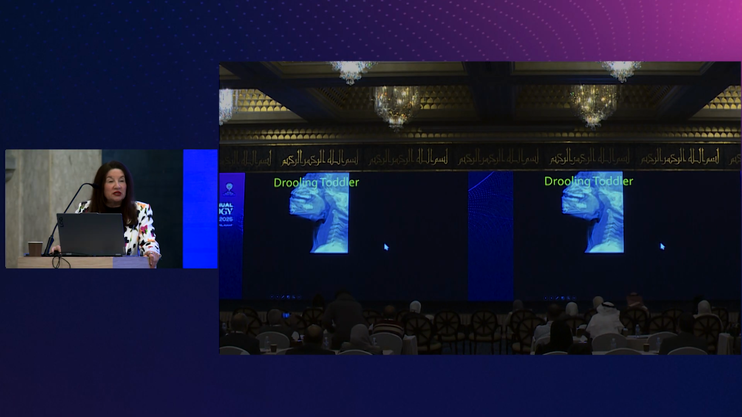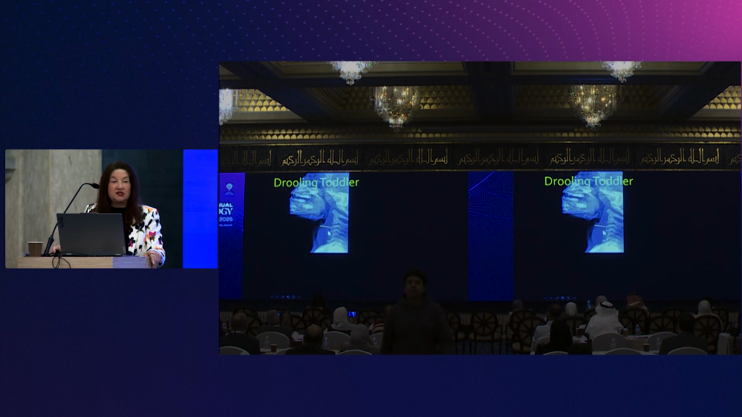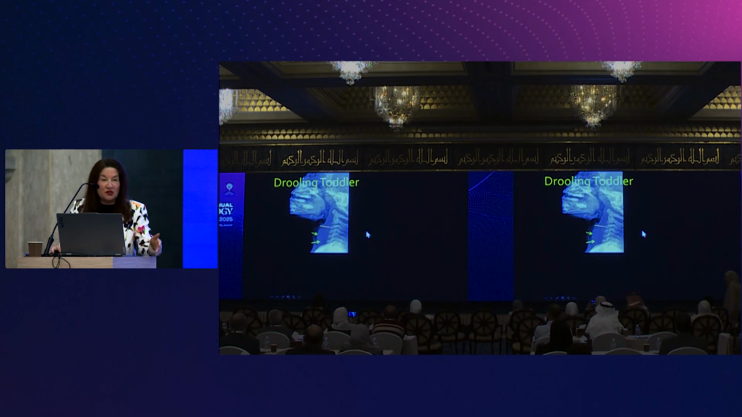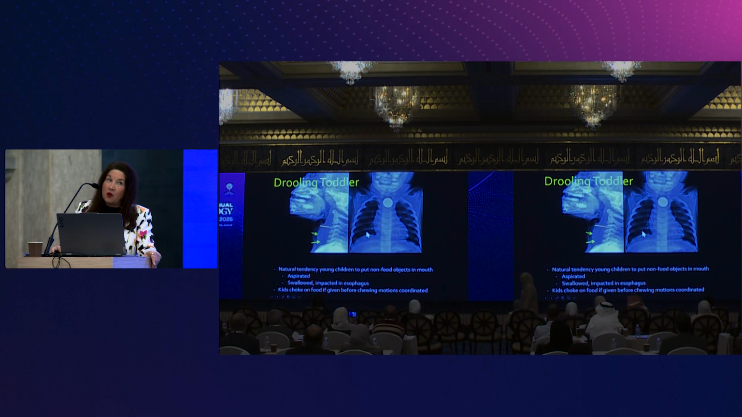Now this is a drooling toddler, and on this radiograph you see marked widening of the prevertebral compartment. If you look, you'll see it's markedly enlarged and there's floccules of gas sitting in it. The most common pathology in a child in this location is a retropharyngeal abscess, and they normally come from foreign bodies that get impacted in the esophagus.